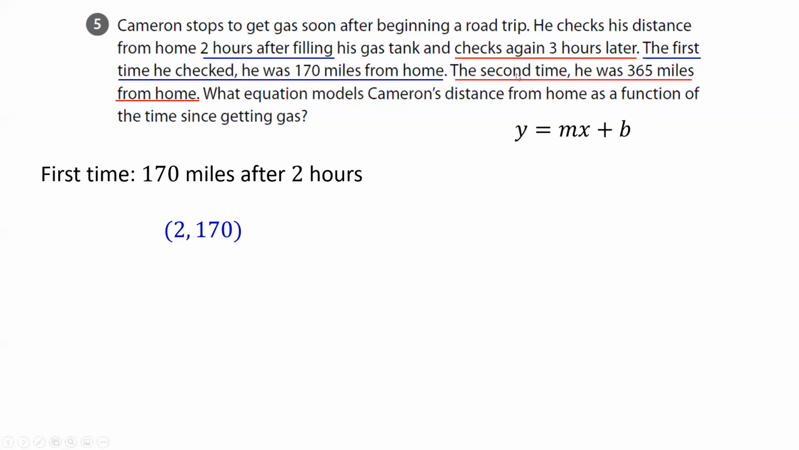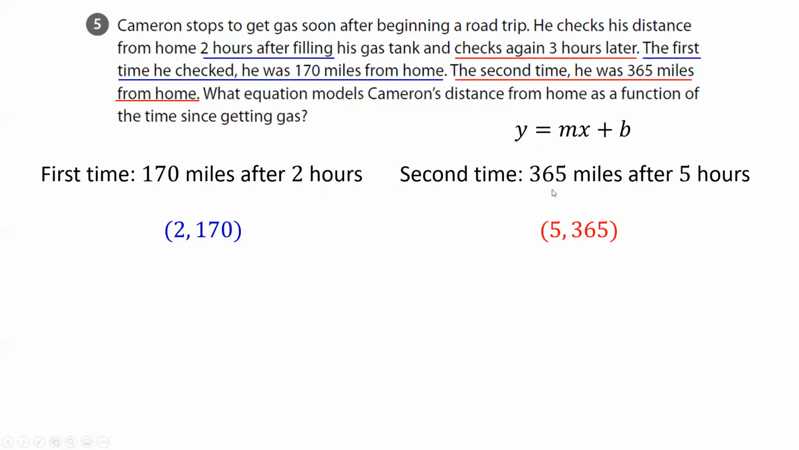For the second time, I can underline in red. It says he was 365 miles from home, and he checked it again 3 hours later. So this time, it's not going to be 365 miles in 3 hours. It's going to be 365 miles in 5 hours, because it was 3 hours after his other check. And 2 plus 3 gives us the 5. So my other ordered pair will be (5, 365).